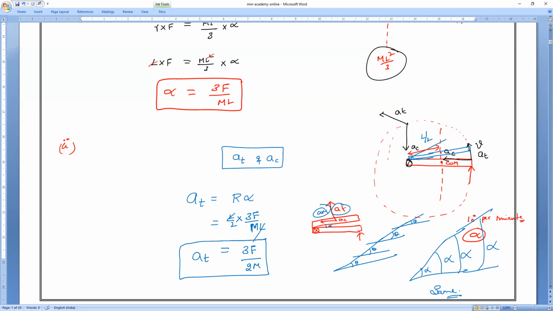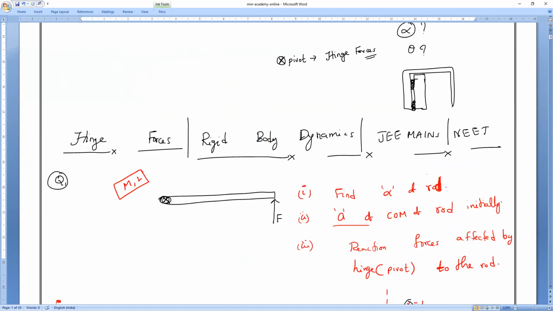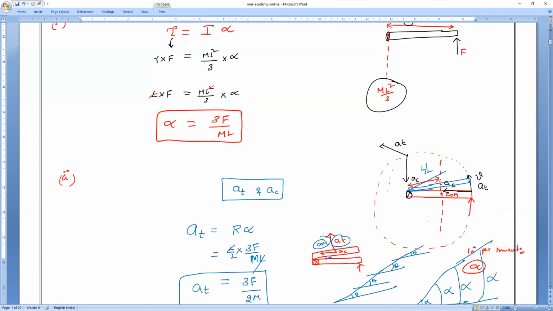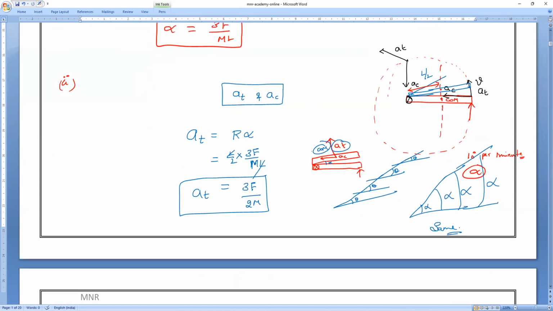Now, what about centripetal acceleration? This is what we find initially, after the acceleration of the COM of the rod initially. As soon as the force is applied, what is the angular velocity of the body? At the time of the force being applied, what is the angular velocity? Angular velocity of the body is equal to how much, guys? 0. At the time of initially applying, the angular velocity is 0.